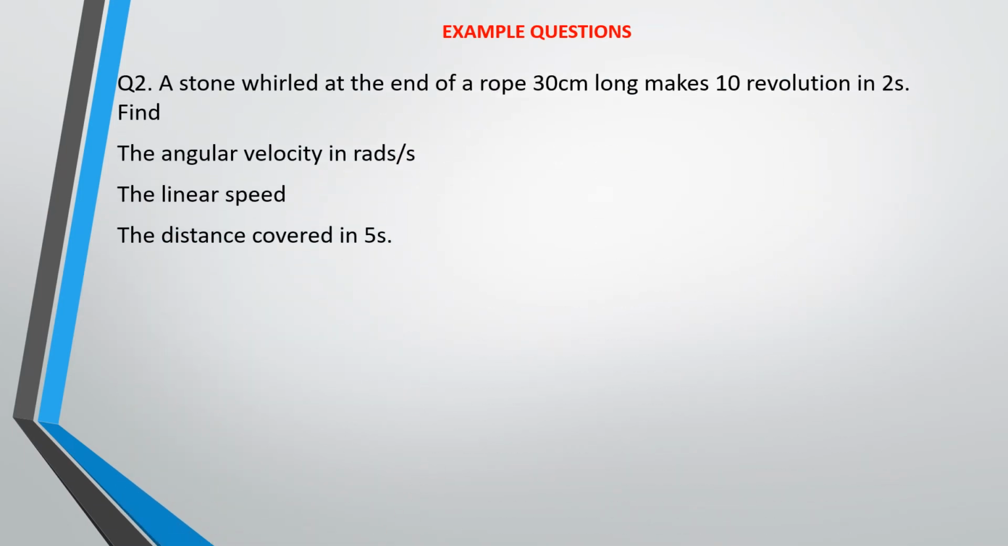Okay, so this is another sample problem. A stone tied at the end of a rope 30 centimeters long makes 10 revolutions in 2 seconds. Find one, the angular velocity in radians per second, two, the linear velocity, and three, the distance covered in 5 seconds. Okay, so for this particular problem, we also bring out what we are given. We are given the radius to be 30 centimeters.